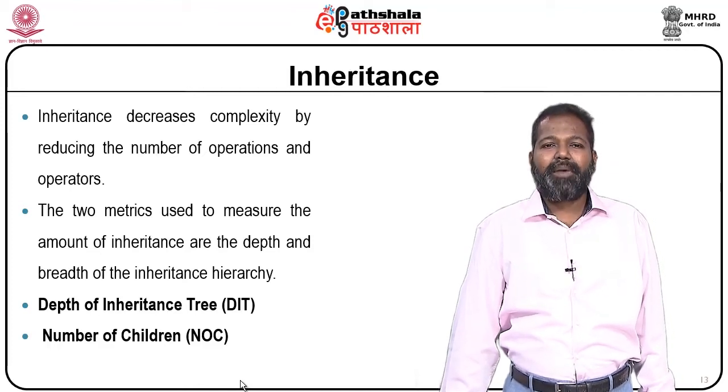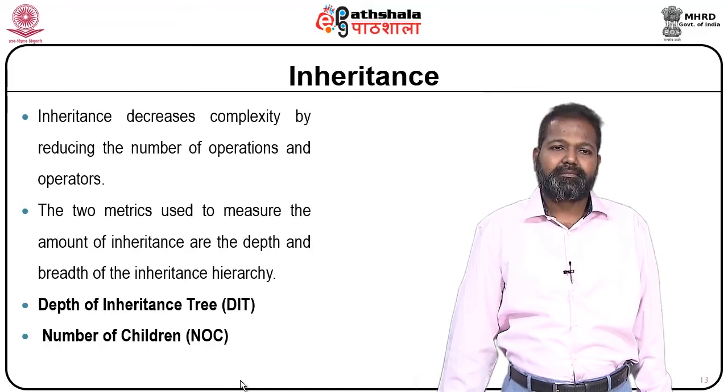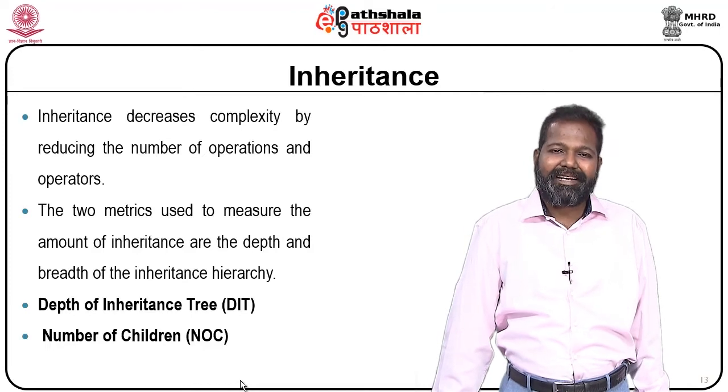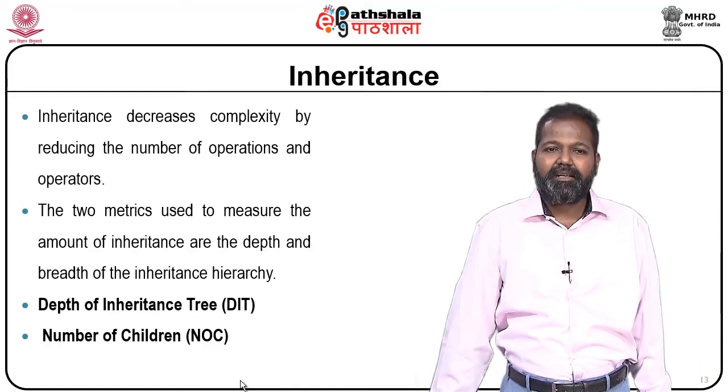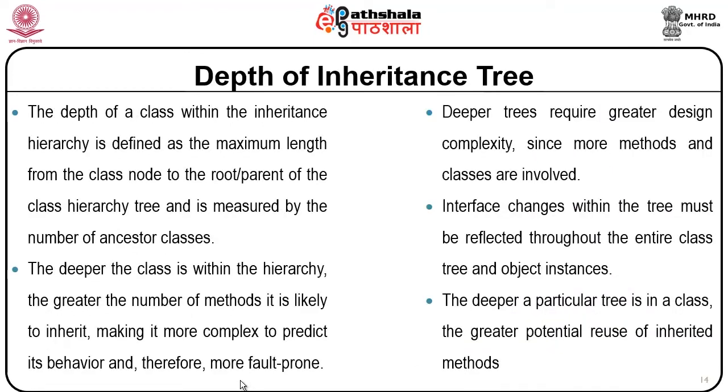Inheritance decreases complexity by reducing the number of operations and operators. The two metrics used to measure the amount of inheritance are the depth and breadth of the inheritance hierarchy. Depth of inheritance tree, number of children. Depth of inheritance tree. The depth of a class within the inheritance hierarchy is defined as the maximum length from the class node to the root or parent of the class hierarchy tree and is measured by the number of ancestor classes. The deeper the class is within the hierarchy, the greater the number of methods it is likely to inherit, making it more complex to predict its behavior and therefore more fault prone.